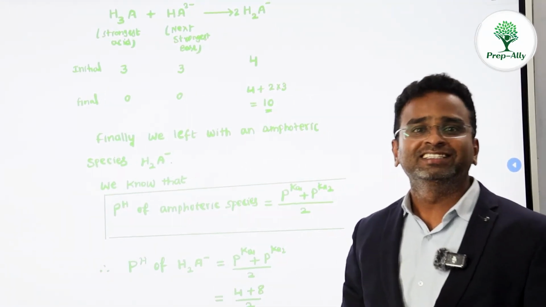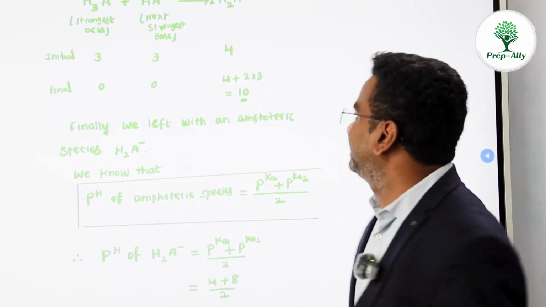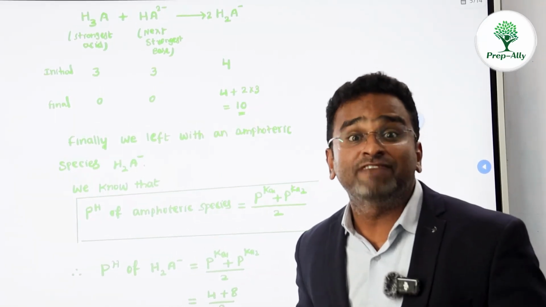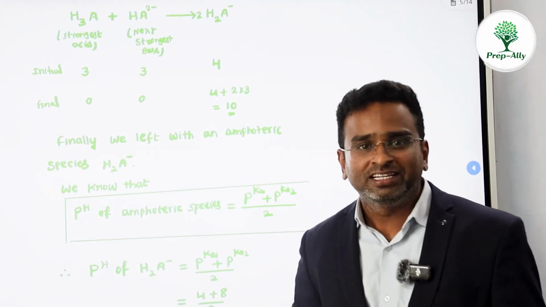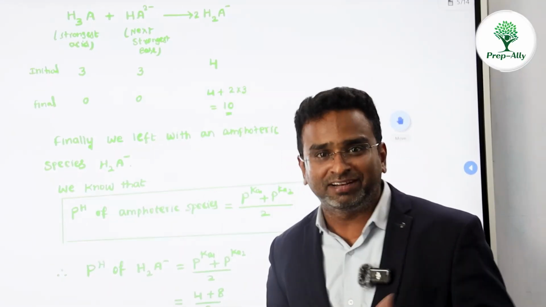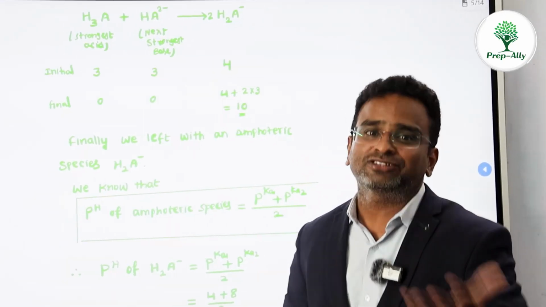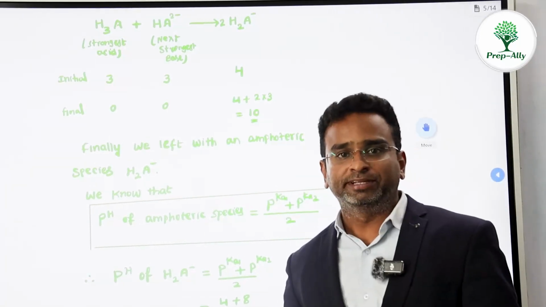So now finally, see how beautiful it is. In the solution you are left with H2A minus as the major species, which is an amphoteric species. Amphoteric species means, you guys know, the one which can act as an acid as well as a base, meaning it can release H plus ions and can also accept H plus ions.